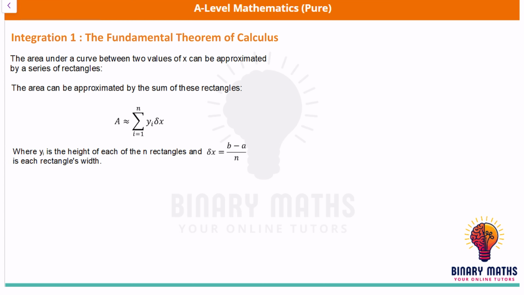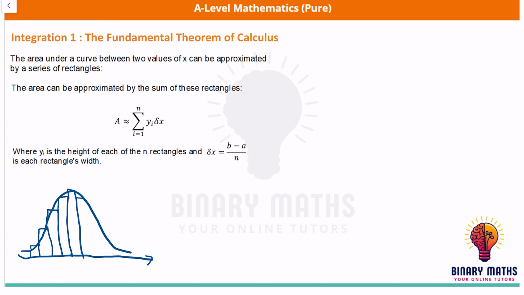This topic is about the fundamental theorem of calculus and how the area under the curve is found by the process of integration. So the area under a curve between two values of x can be approximated by a series of rectangles. So if we have a function that looks like this, then if we split it up into rectangles, we can use the sum of these rectangles to approximate the area under the curve. Okay, so the area can be approximated by the sum of these rectangles.